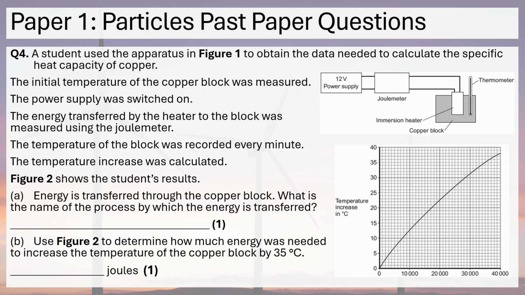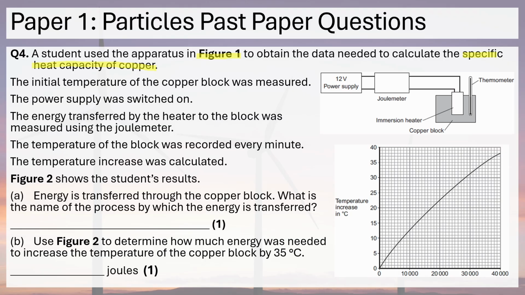So question 4 here has a lot of information in it, so we're just going to break it down. We're told the student is using the apparatus in figure 1 on the right there to obtain data to calculate specific heat capacity. Now that should look familiar to you, along with the information below, which is the method for finding the specific heat capacity of an object.